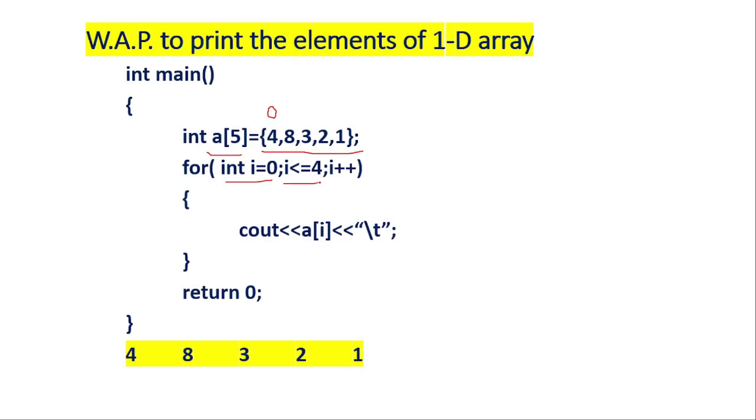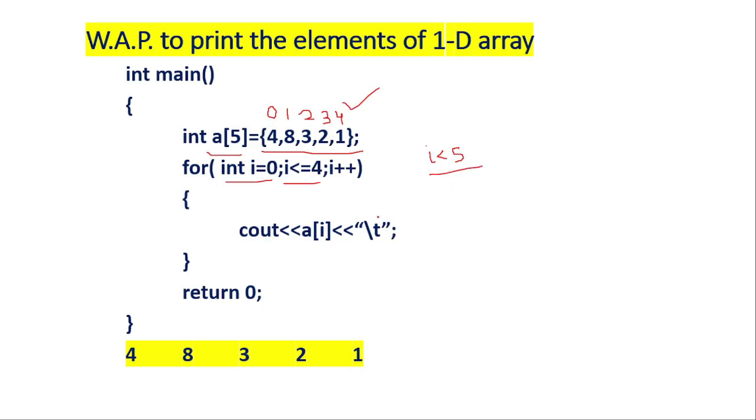Why have I taken the value 4? Because I have an array with size 5 and the last element has an index 4. So that's why I have written i is less than or equal to 4. You can also write a condition like i is less than 5, in which I have not used the equals to sign. So the loop will stop at 4. You can write this condition also if you want.